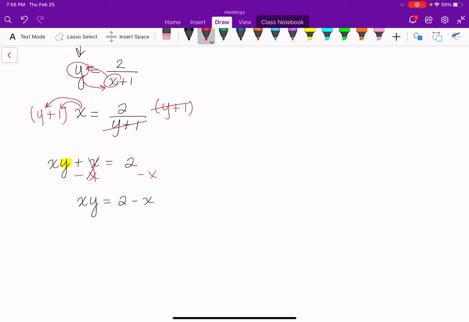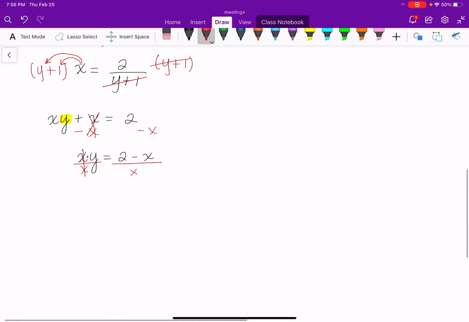And then the next thing we're going to do is get rid of that x in front. Remember that this is multiplication. It's x times y. So the opposite is to divide. Do a big division over here on the right-hand side. So our x's go away. And we get y equals 2 minus x over x. And again, we've solved for y, so that was our step 3.